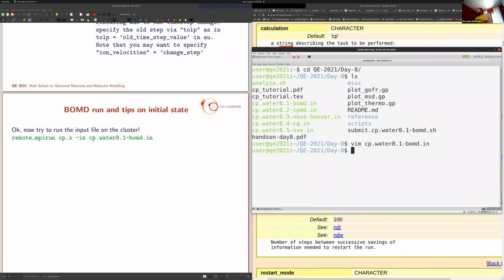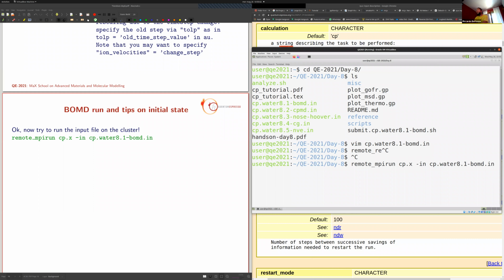So just check that you are connected to your cluster. Maybe you have to run the VPN. I've already run it. I just have to type the remote MPI run command.